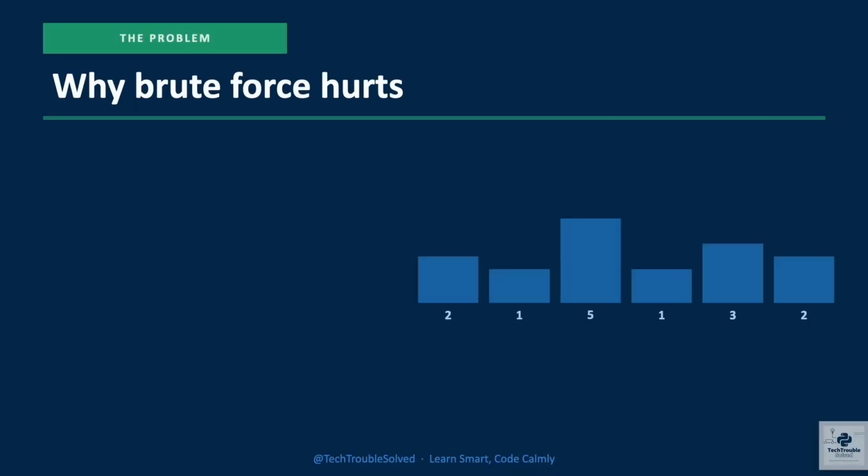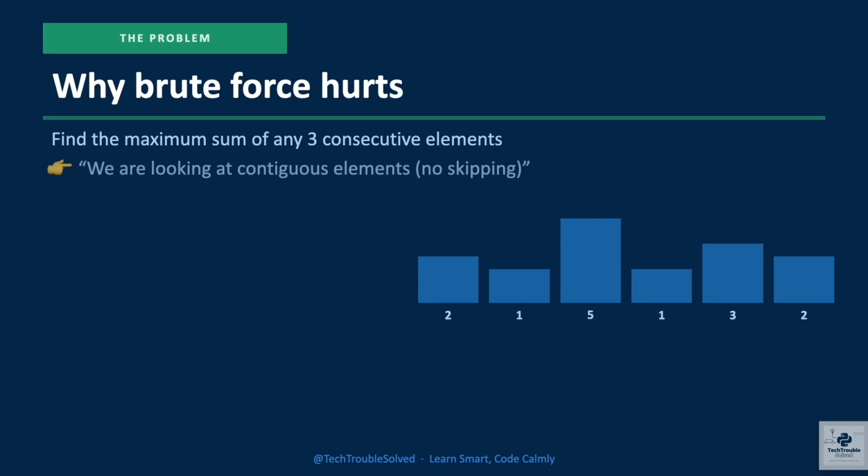Let's understand the problem. We are given an array and we need to find the maximum sum of any three consecutive elements. Consecutive means continuous, no skipping. In two pointers, we moved pointers to compare values. But here we are not comparing. We are calculating a value for a group of elements. So instead of single elements, we focus on a window of size 3.